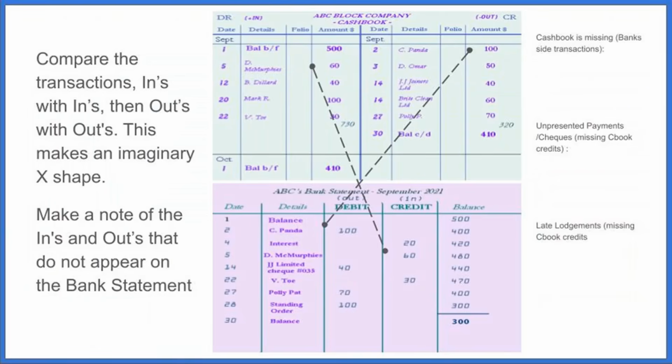Now, the next set of numbers, the unpresented payments and the late lodgements, are going to be items that appear in the cash book but not on the bank statement, right? So again, you want to have two little areas where you're going to write these. The unpresented payments are really going to be the things that appear on the credit side of the cash book but not on the bank statement. And the late lodgements are going to be the things that appear on the debit side of the cash book but not on the bank statement. All right? And you remember, we're going to add up and try to take less late lodgements, right? All right. So let's look at a little bit more of an example of exactly how that's done.